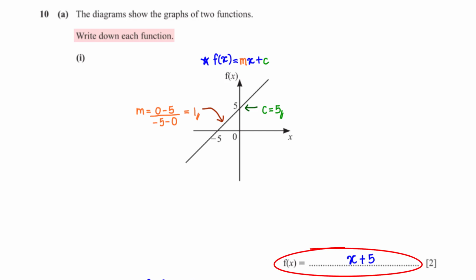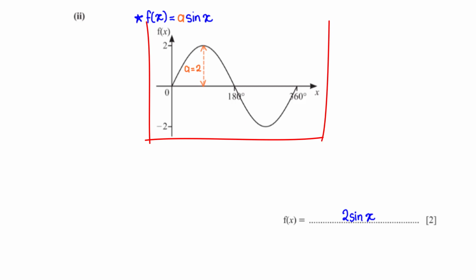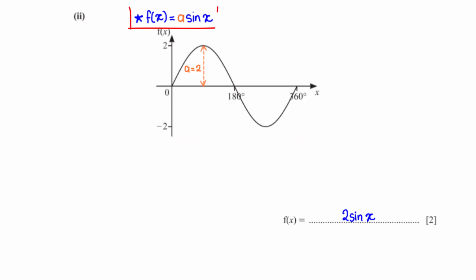When we substitute these values into f(x) equals mx plus c, our final answer becomes f(x) equals x plus 5. This function is a sine function and can be expressed as a sin x, where a is the amplitude of the sine wave. In this case, the amplitude is 2, and so our final answer is f(x) equals 2 sin x.